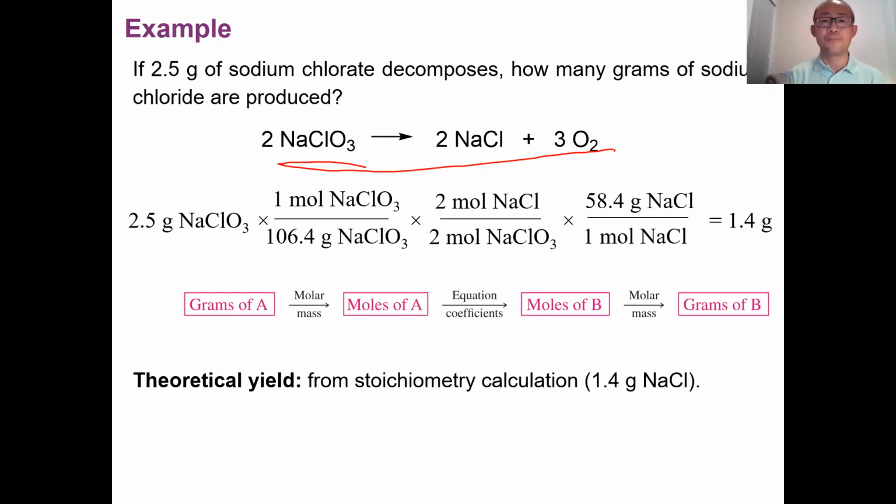That's the information. And then the question asks how many grams of sodium chloride can be produced if you start with 2.5 grams of sodium chlorate.